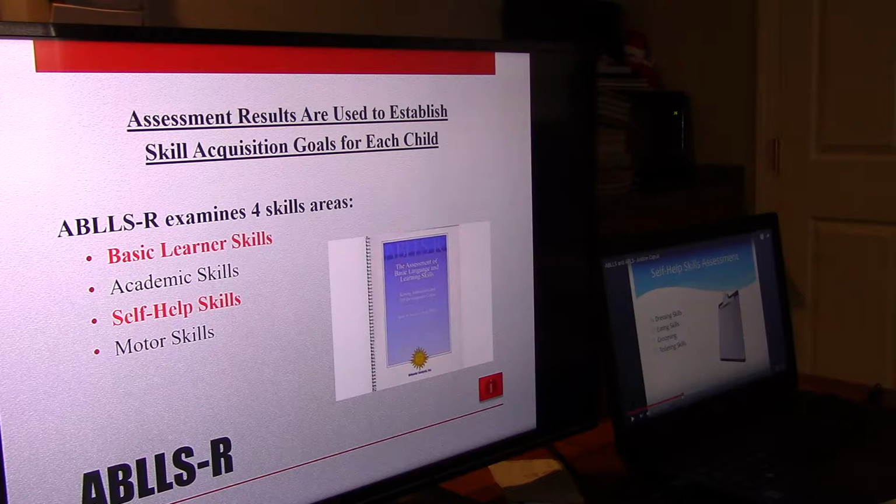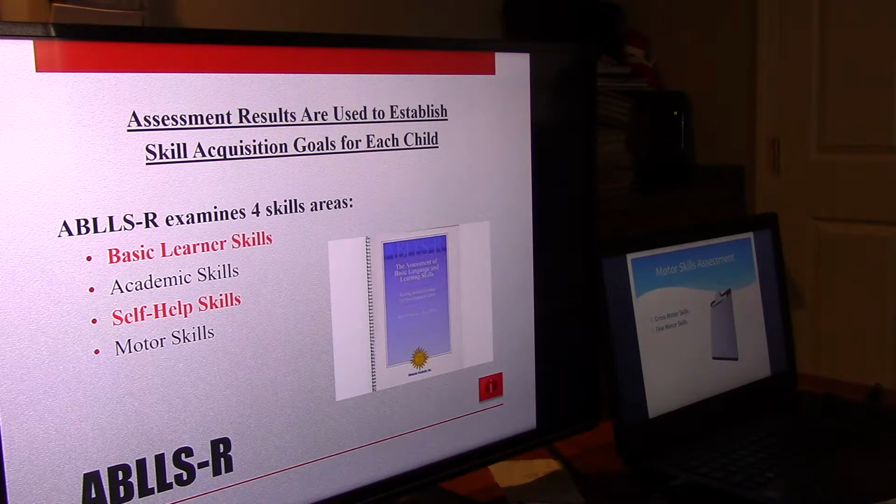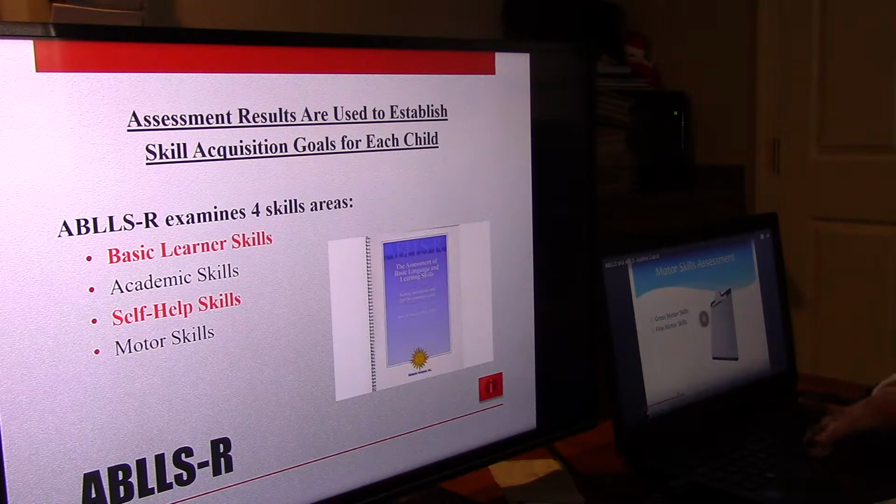One of them is: uses bathroom without help, dresses himself, buttons own clothing, tells them when. So I'm still assessing it, but in this form rather than through the ABLES. That way I'm still getting an idea of what's going on. The self-help skills section assesses categories of dressing skills, eating skills, grooming, and toileting skills. And the motor skills section assesses the categories of gross motor skills and fine motor skills.